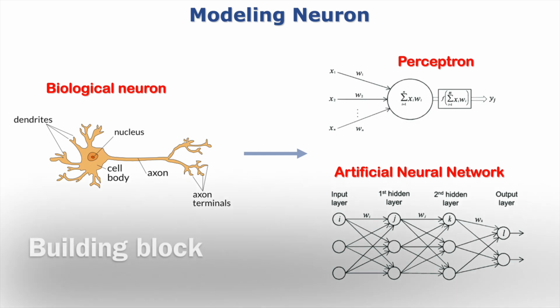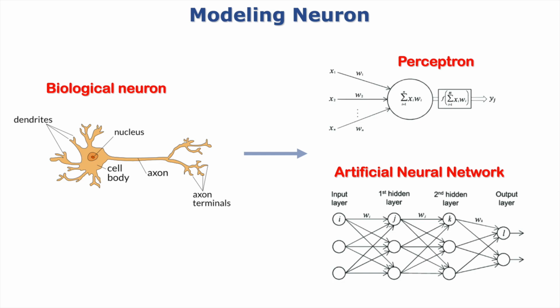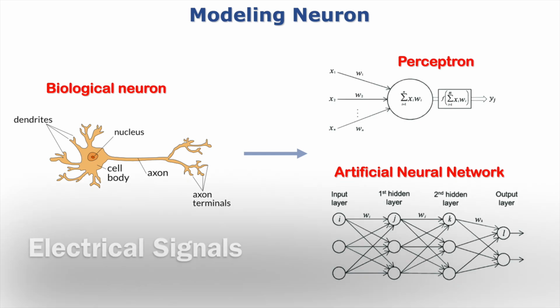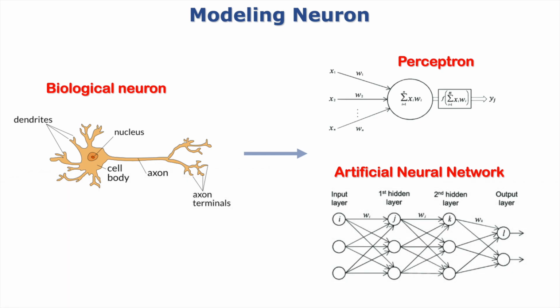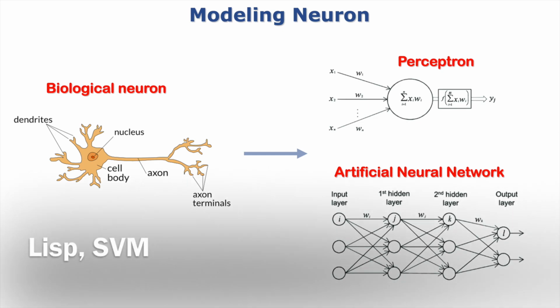The neuron is the fundamental building block of all neural networks. Biological neural networks are systems of interconnected neurons which communicate using electrical signals and chemical cues. There are many theoretical works and practical implementations in this area, including perceptron, connectionism, Lisp machine, support vector machine, deep learning and many others.